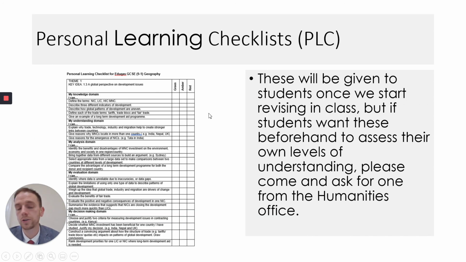In terms of students keeping on top of their revision, we have personal learning checklists, which we'll be giving to the students once we start revising in class, but these are also available and ready for them beforehand so that they can assess their own levels of understanding. It's really important that their revision is focused and targeted to the areas they need the most support with. So using this personal learning checklist will allow them to identify the areas they are least confident with before they start their revision so they can plan their time accordingly. So come and get one of those from the humanities office or speak to your classroom teacher if you want one of those.